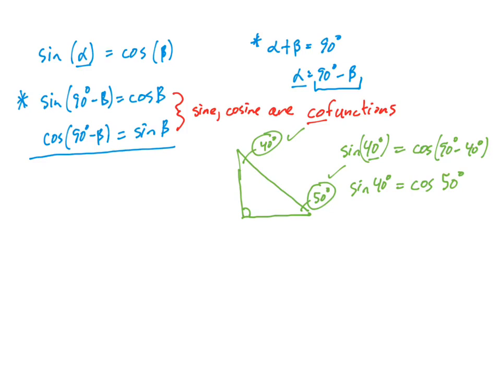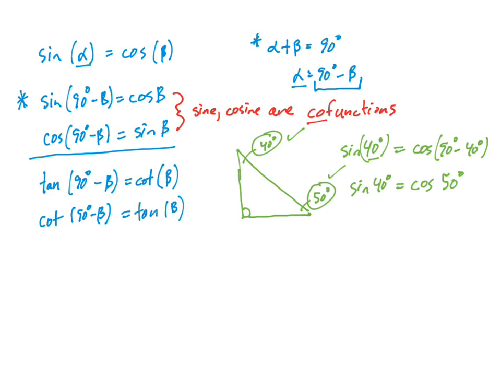So we would say that tangent of 90 degrees minus some angle beta is equal to cotangent of angle beta. Similarly, we could say cotangent of 90 degrees minus beta is equal to tangent of beta. So tangent and cotangent are cofunctions of each other.